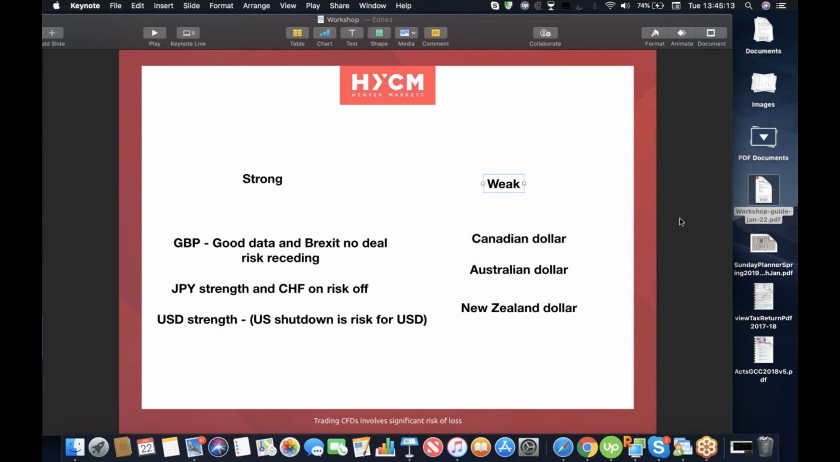Oil. Very good. Remember, there's a strong correlation between oil and the Canadian dollar. So if you're ever trading anything with the Canadian dollar in, you always want to look at the oil market to see what position the oil market is in.